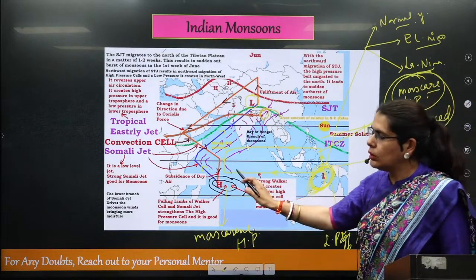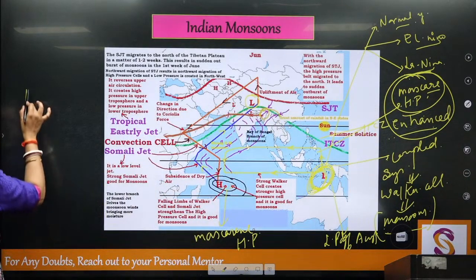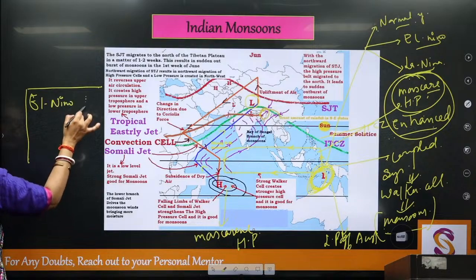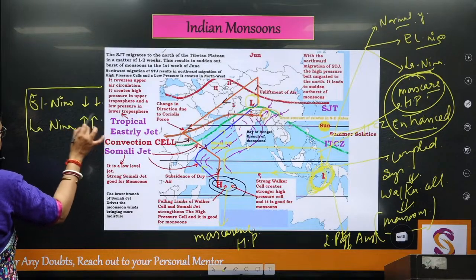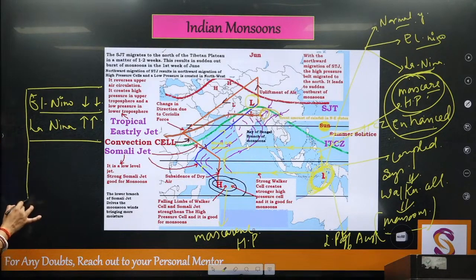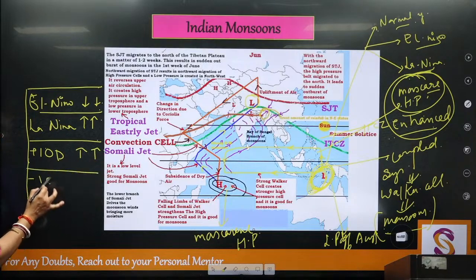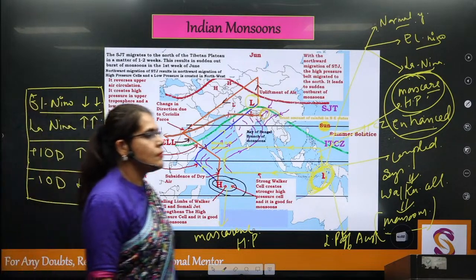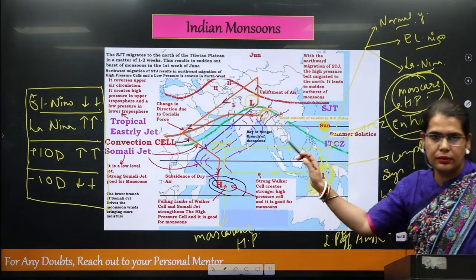So heavy rainfall over India. So in La Nina we can always make a table, that is in El Nino years the rainfall is suppressed, during La Nina it is enhanced. Just make the table, I'll be explaining it to you. During positive IOD, it is again enhanced, and during negative IOD, it is suppressed. Okay, so this is clear to us.